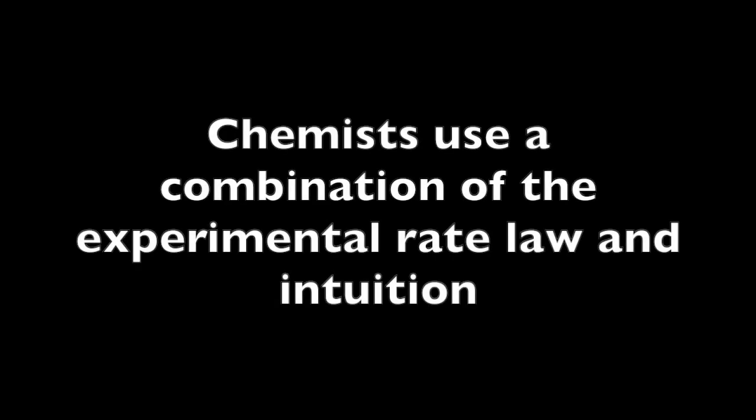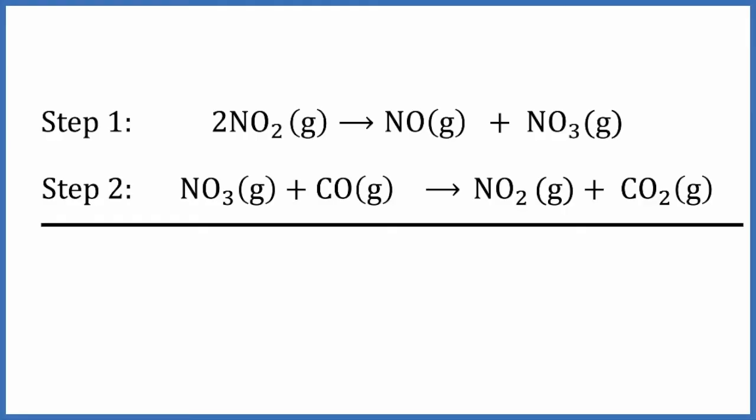Chemists use a combination of the experimental rate law and intuition or educated guessing to determine elementary reactions. Here's an alternative 2-step reaction that could explain this rate law.